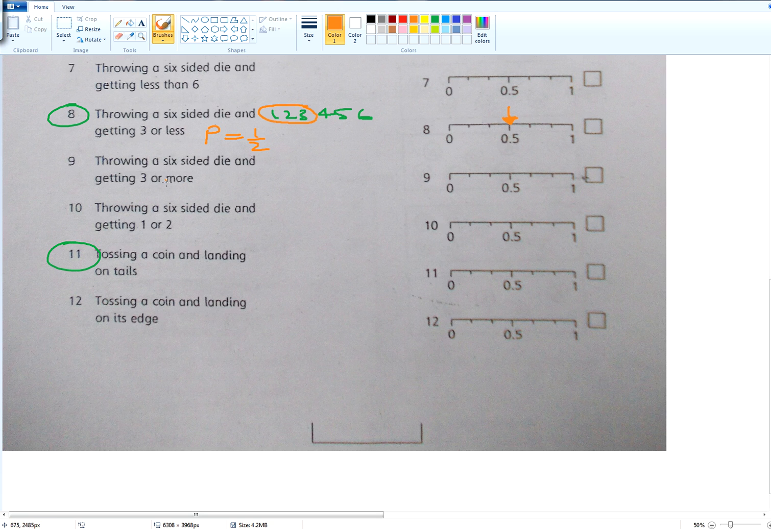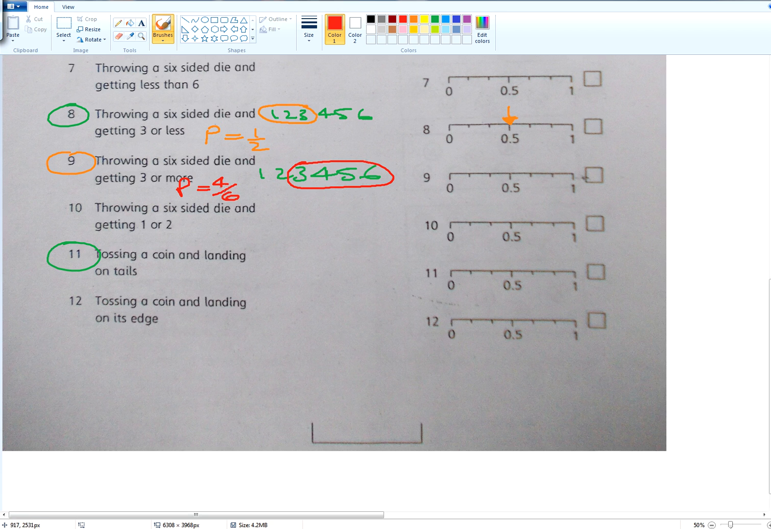Okay. Right, the next question, let's quickly do number 9. Throwing a 6-sided die and getting 3 or more. So let's do the same thing again. So we have 1, 2, 3, 4, 5, 6. Now it says 3 or more, which includes 3. So how many numbers are 3 or more? 4 this time. So the probability will be 4 out of 6.